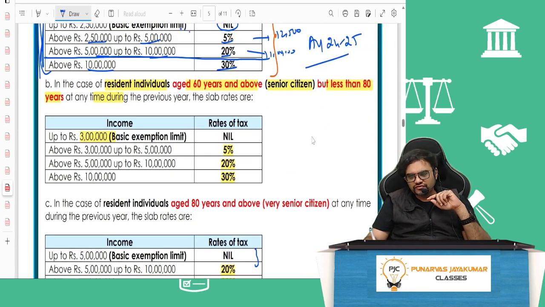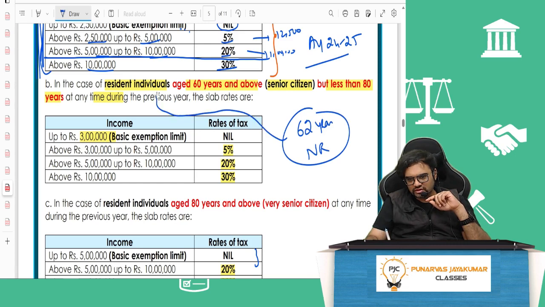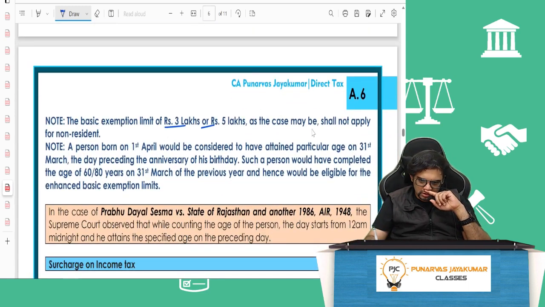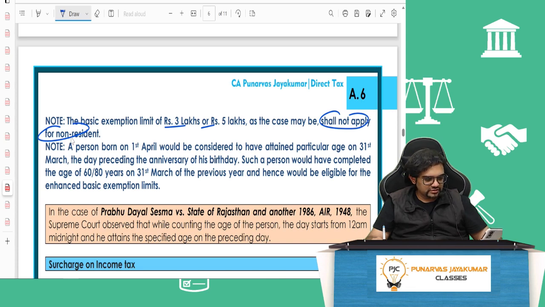Interesting to note, guys, if you are a 62-year-old non-resident, what is the basic exemption limit? It is 2.5 only because it is only for resident individuals. If you see here, the basic exemption limit of 3 lakh and 5 lakh, as the case may be, shall not apply for a non-resident. It is only for resident individuals.